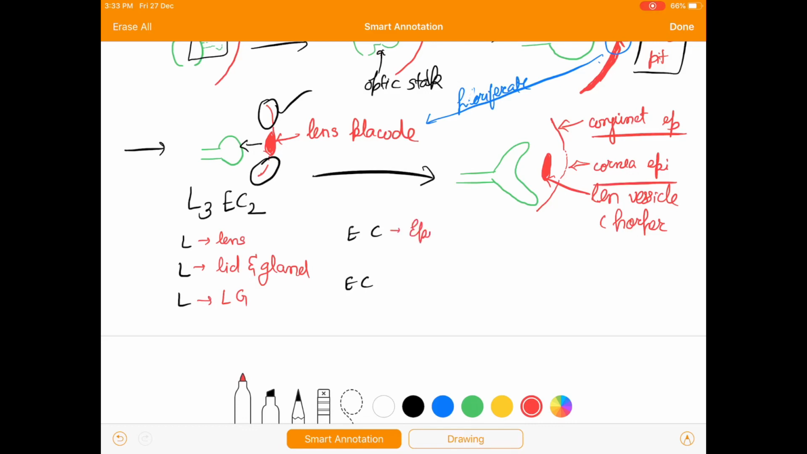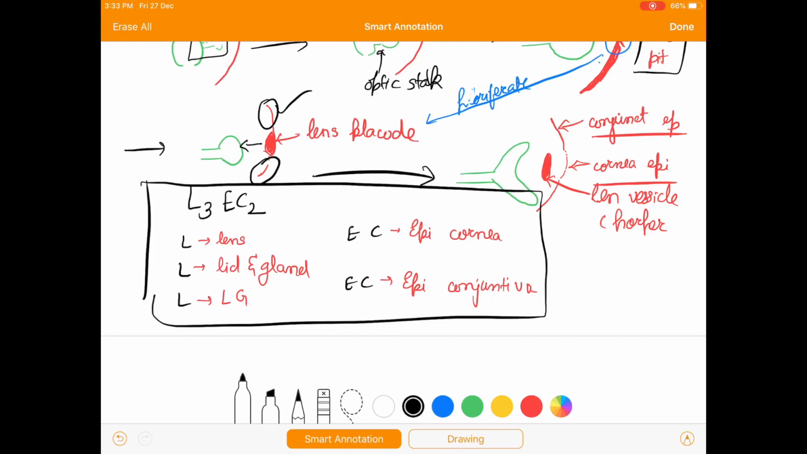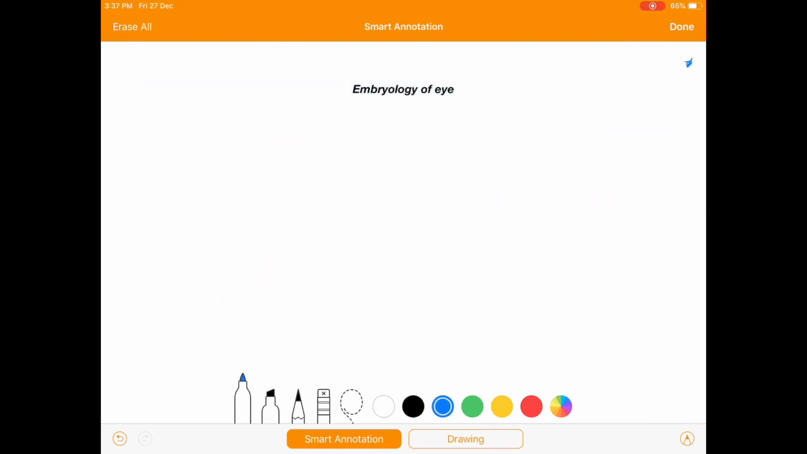So epithelium of cornea and epithelium of conjunctiva. Okay. So these are all derived from surface ectoderm. Right?